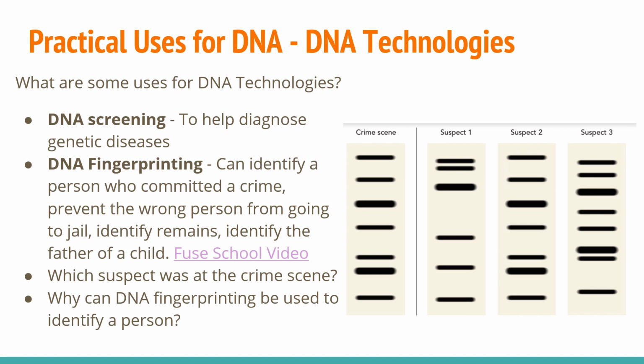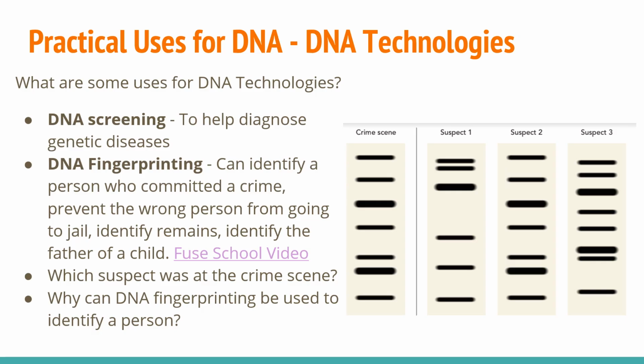Another practical use is DNA technologies. So what are some uses for DNA technologies? DNA screening helps diagnose genetic diseases. DNA fingerprinting can identify a person who committed a crime, prevent the wrong person from going to jail, identify remains, and identify the father of a child.